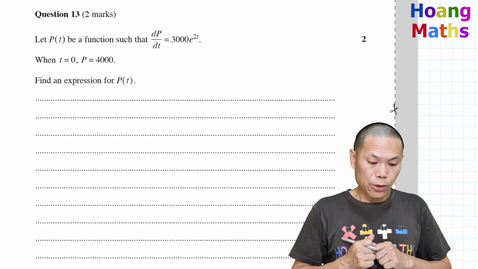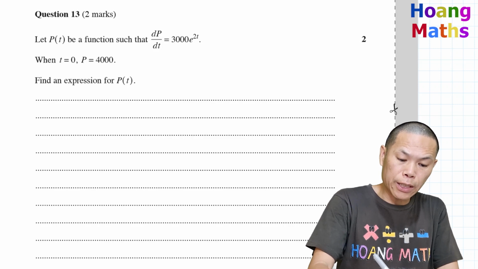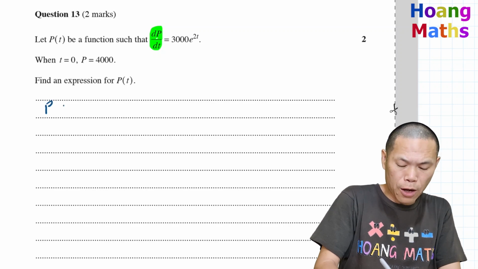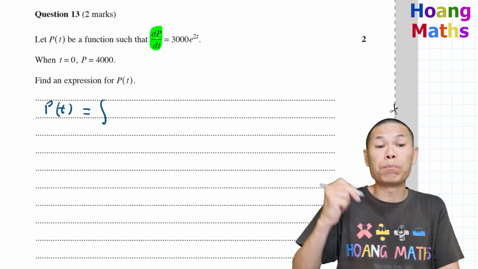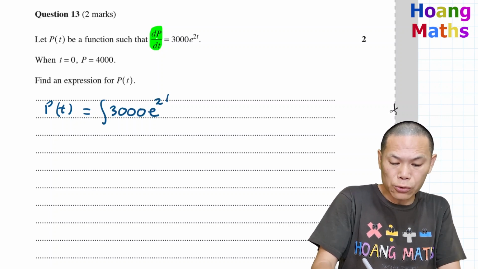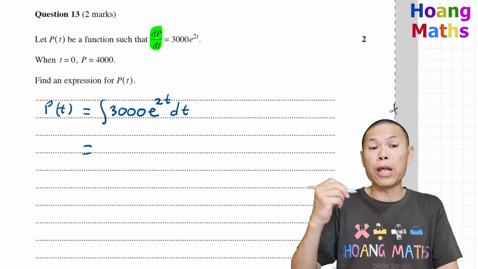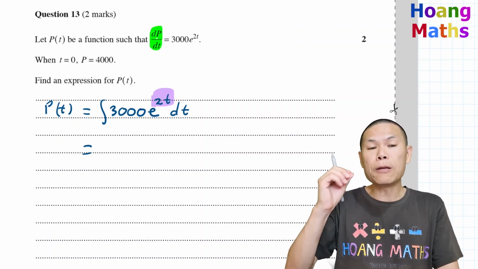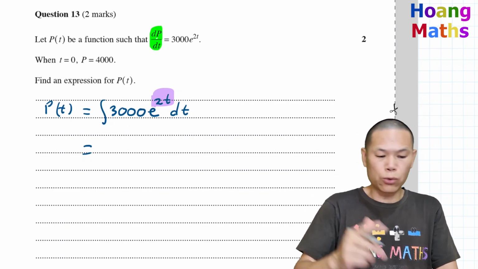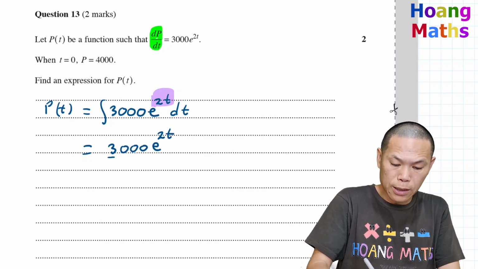Question 13. So find an expression for P of t. So P of t is the integral of dP/dt. So that is the integral of 3000 e to the 2t with respect to t. Now remember, if we integrate an exponential, we differentiate the exponent first. That gives me 2. So therefore, 3000 e to the 2t over 2. So that will give me 3000 e to the 2t divided by 2.